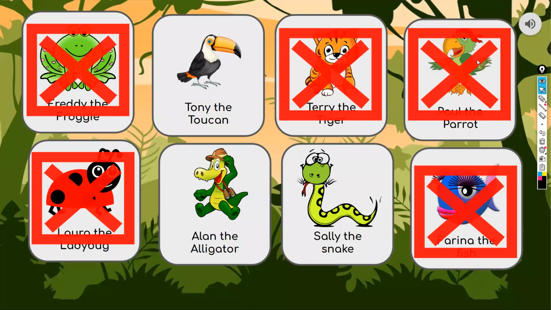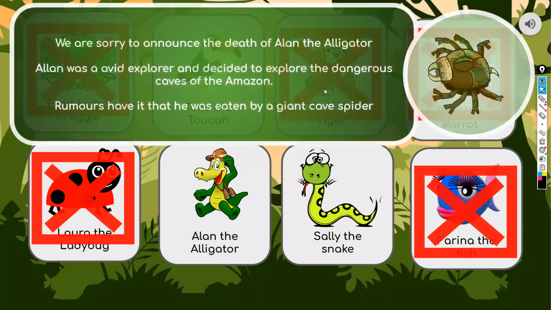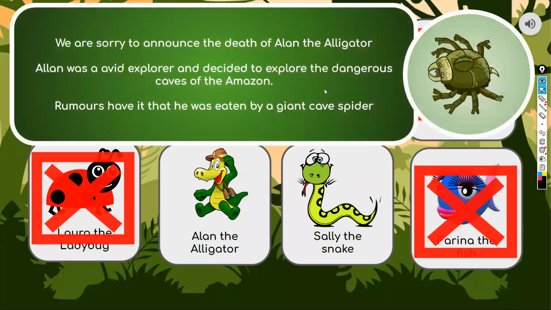Oh, cutscene. Who is next to go? Who is next? Sally, Alan, or Tony? Let's see who's next to go. And it seems like it's Alan the alligator. He went exploring and he got lost in a cave. And you know those giant cave spiders always around. They got Alan. So bye-bye, Alan.